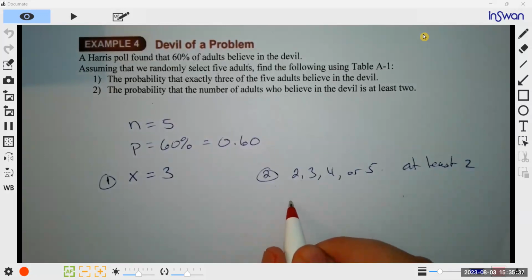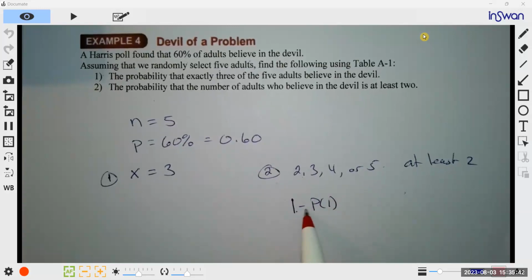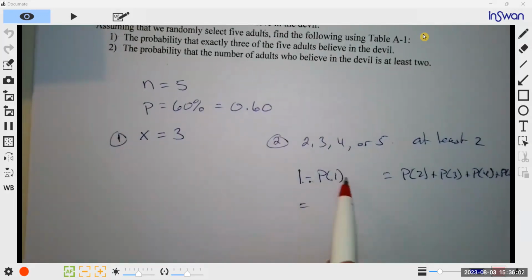What we could do is take 1 minus the probability of 1, and that'll give us the same answer, as opposed to finding the probability of 2, 3, 4, and 5 and adding them. We could just find out what we don't want, subtract it from 1, and then we have the answer. All right, so this is what we would look for.